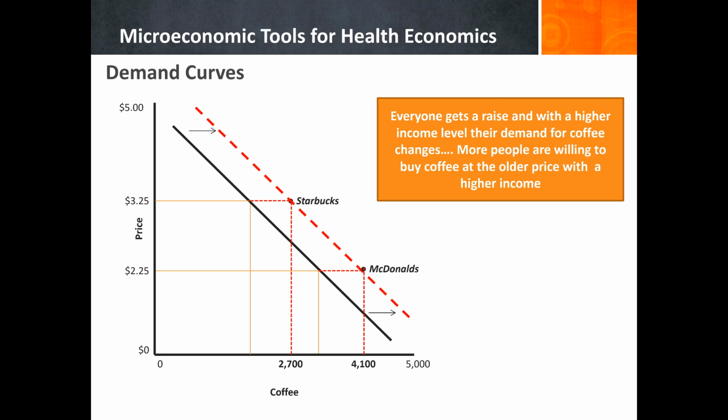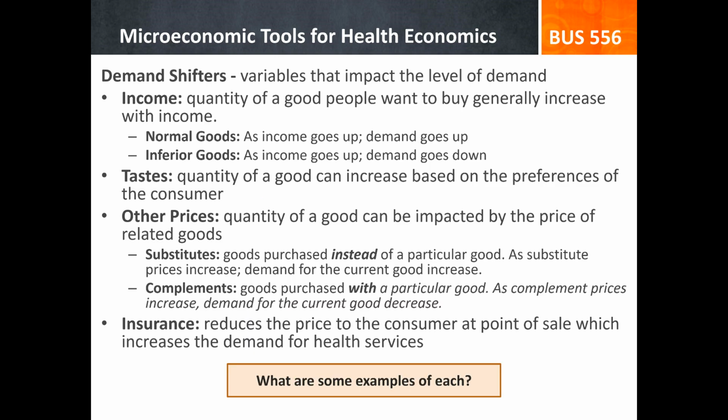More people are willing to buy McDonald's cups. So McDonald's also grows to 4,100. And so all this depicts is as people's income increases, they will demand more. Some people left McDonald's and went to Starbucks. Some people weren't buying any coffee, but when they had a raise, they decided to buy coffee and started going to Starbucks. And then some people who thought they didn't want McDonald's, but Starbucks was too expensive, when they got a raise, they started buying Starbucks. So all in all, demand increases when income goes up.